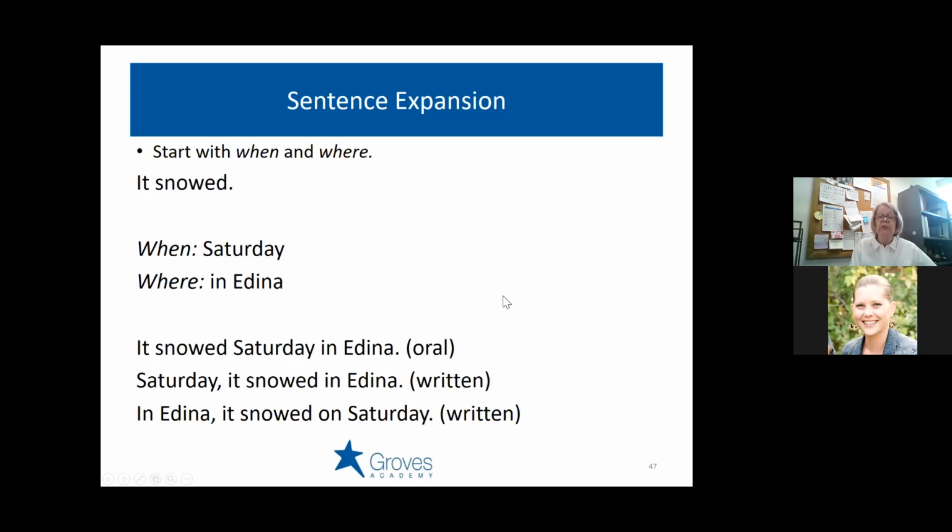But for written language, and here's where we're talking about more writerly writing, we want to put a when. Saturday, it snowed in Edina. Or in Edina, it snowed on Saturday. Starting sentences with when or where will get you far more points on big standardized tests, things that are measuring writing ability. So I just teach students, if you're going to start the sentence, start with when or where. Those are the two expanders that I'm going to start with for pretty much any age student.